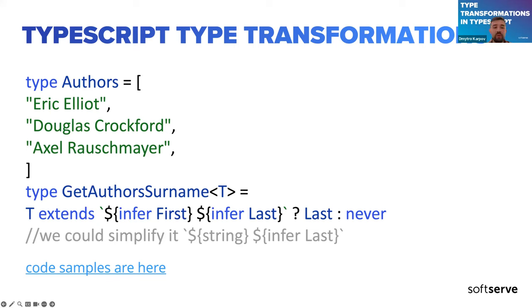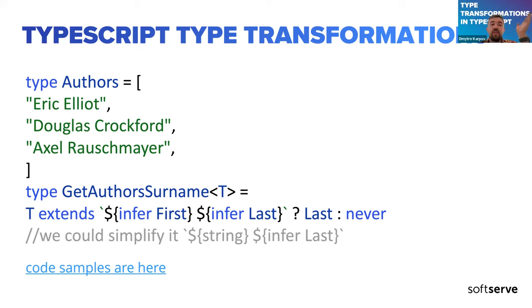For example, we want to extract part of the data from an existing type. For example, we have a tuple of the best authors of books about JavaScript, and here we use a conditional check. Look at this type, GetAuthorsSurname, and here we are using a conditional check. Also we are using template literals. The infer is a string, basically in this line. Okay, let me focus and try to explain it better.